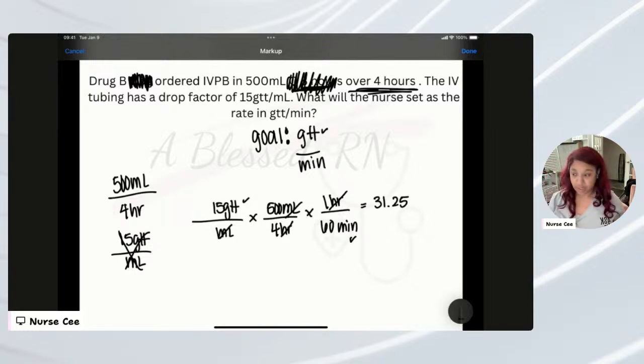I'm tired. All right. So if we round this to the whole number, what will our answer be? What will our answer be? 31. And make sure you label it. Drops per minute.